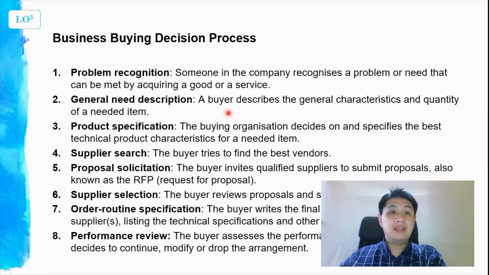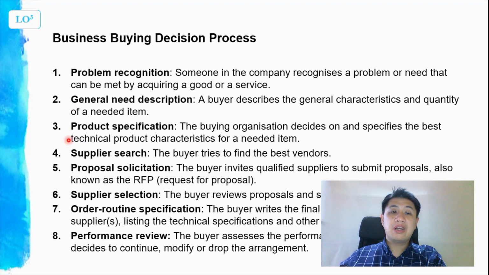After recognizing the need, we look at the buyer describing the quantity and characteristics of the product that the company needs. This goes deeper into the product specification, where the buying organization decides on and specifies the best technical product characteristics for a needed item. For instance, the problem here is that there's a lack of PCs in the organization, and the general need description is that we need to buy more PCs.